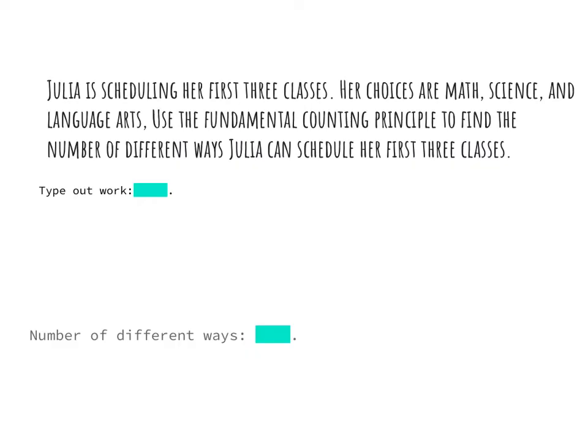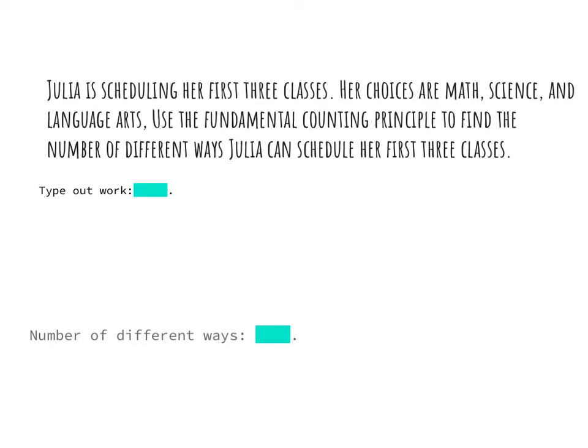All right, let's take a look at this example. So Julia is scheduling her first 3 classes. Her choices are math, science, and language arts. Use the fundamental counting principle to find the number of different ways Julia can schedule her first 3 classes. Okay, so we're talking about first, second, and third period. It could be math, could be science, could be language arts. We've got 3 options and 3 different class periods here.